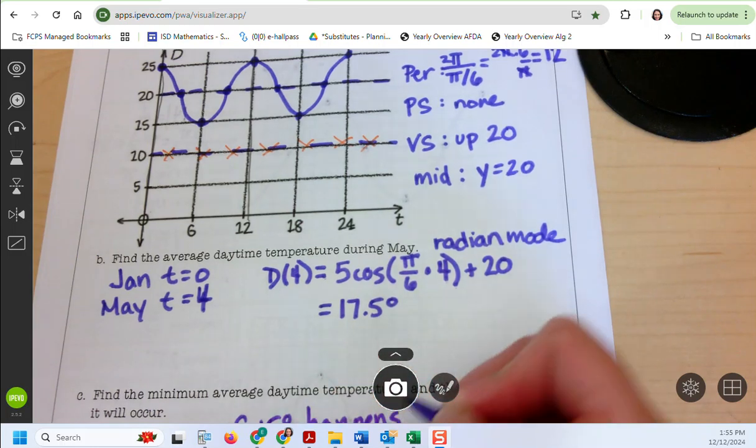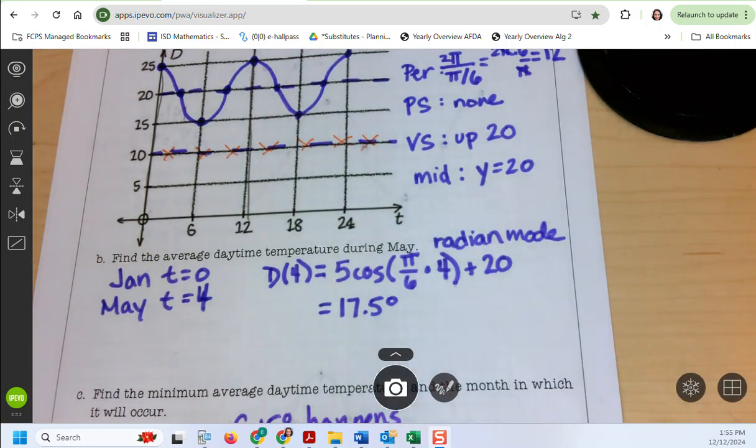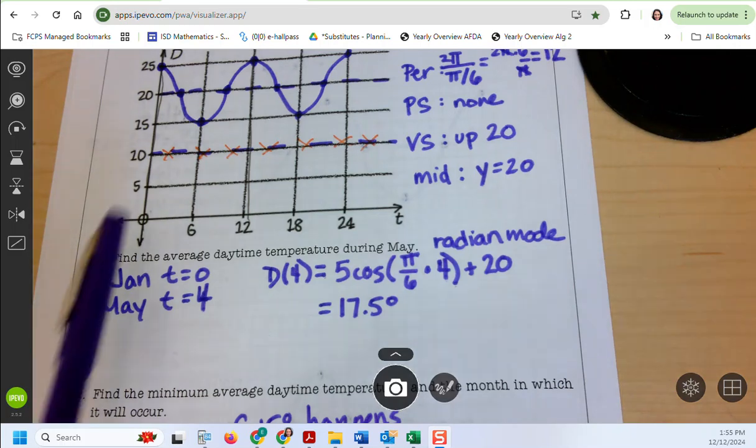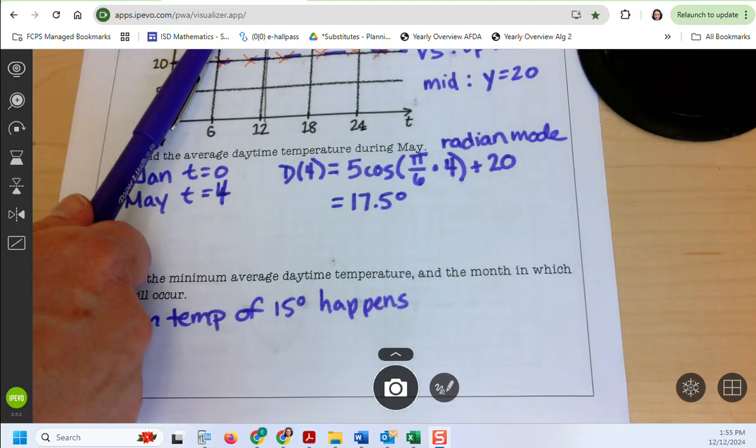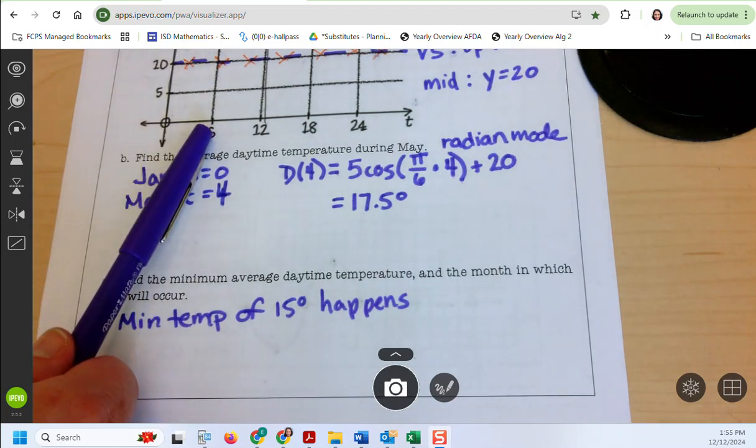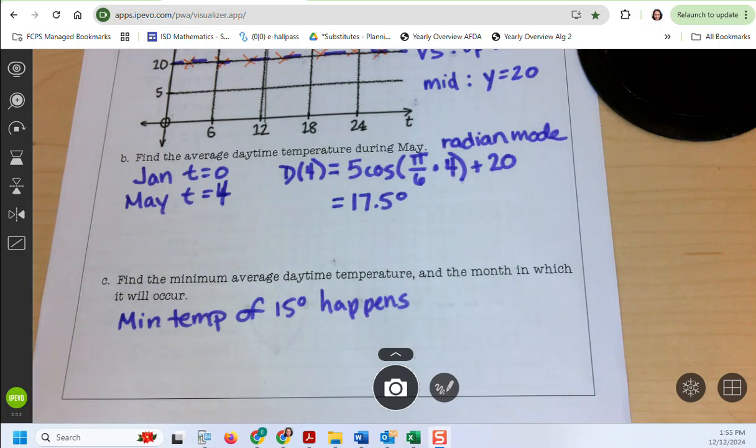So min temp of 15 degrees happens in what month? July. You scroll. Can I scroll? Yes, I can scroll. Yes, so you guys are right. It's when time equals 6. And you would think that would be June, but no, because of our weird counting. January is 0, so then 1 would be February, March, April, May, June, and July is 6.